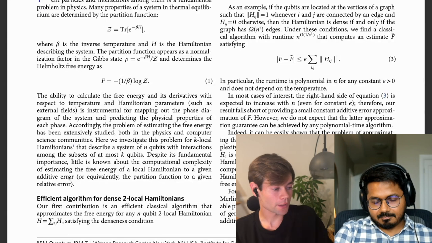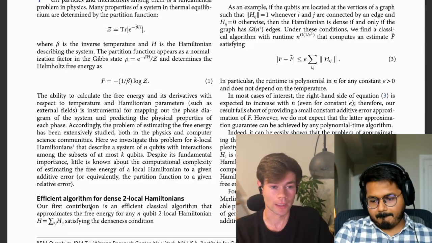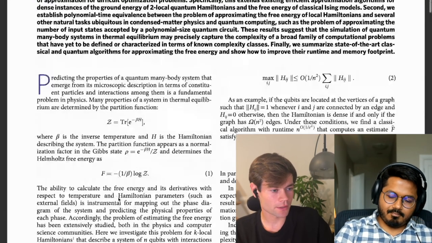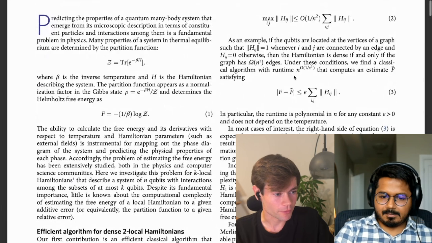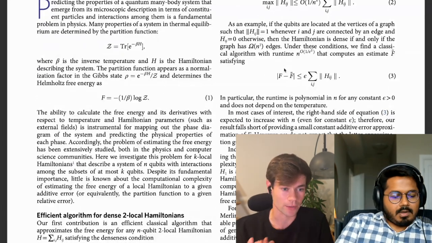If we start looking then maybe at the header that we mentioned before, the efficient algorithm for the dense 2-local Hamiltonians. Now we have just two-body interactions, and there is some analogy to this with some form of graph as well. Would you mind describing what that analogy would be for these kinds of systems? Maybe that will give some additional intuition.